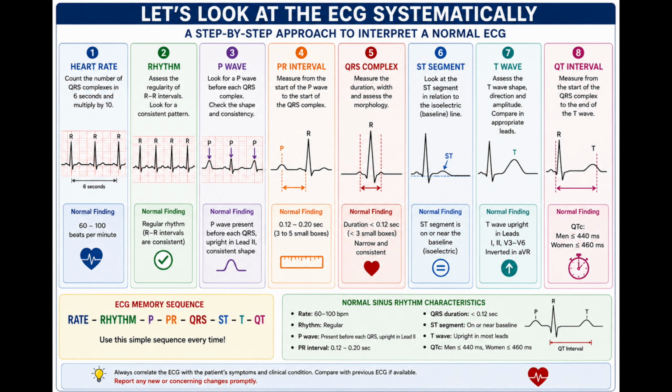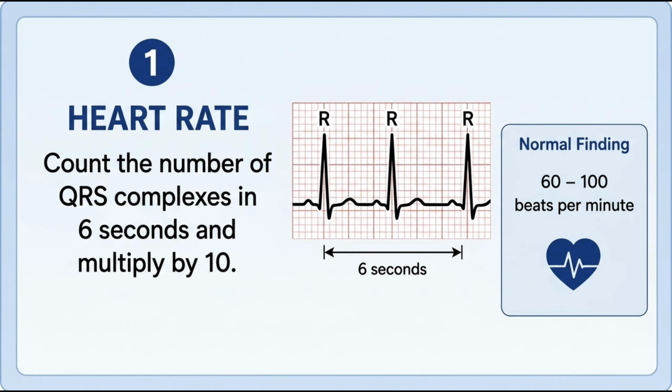Now let's look at the ECG step by step. Heart rate. The first thing we assess is the heart rate. For a resting adult, a heart rate of approximately 60 to 100 beats per minute is generally considered within the normal range. A heart rate below 60 beats per minute is called bradycardia, while a heart rate above 100 beats per minute is called tachycardia. However, remember the patient's clinical condition is very important. Heart rate can change due to exercise, pain, anxiety, fever, medications, dehydration, and many other conditions. So, always interpret the heart rate together with the patient's overall condition.